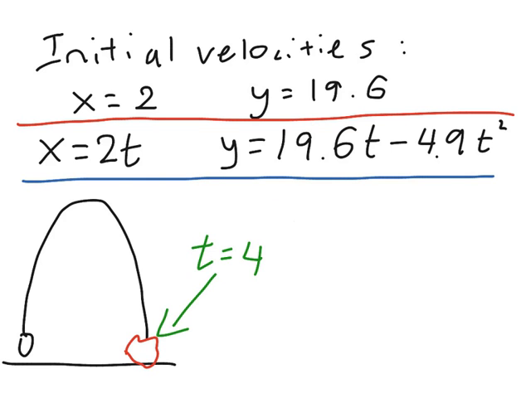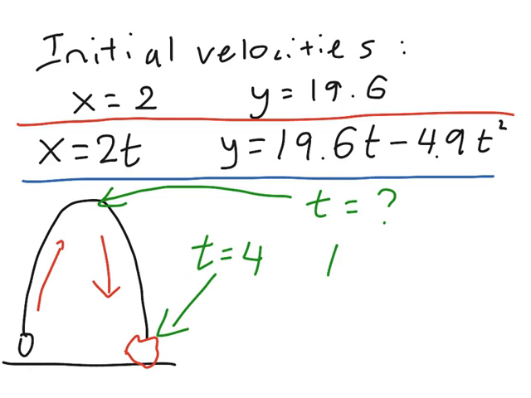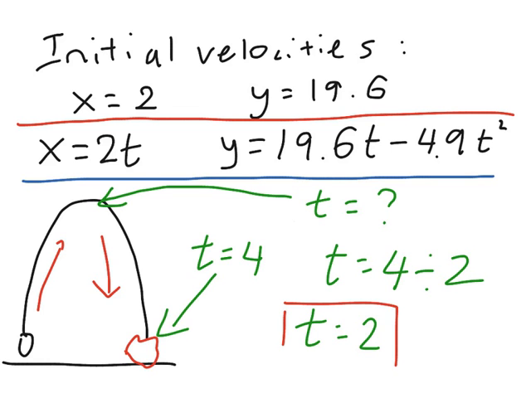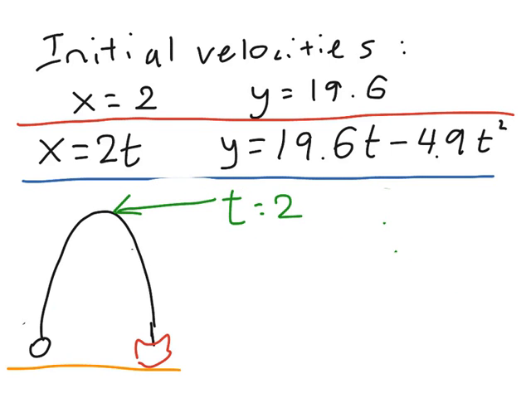Now the question is, at what time does the object get to the highest point? Well, if you think about it, half the time the object is going up, half the time the object is going down. So the time at which it is at its highest point must be 4 divided by 2. So after 2 seconds, the object must be at its highest point. So we know that the object is at its highest point when t equals 2, when time is 2 seconds.